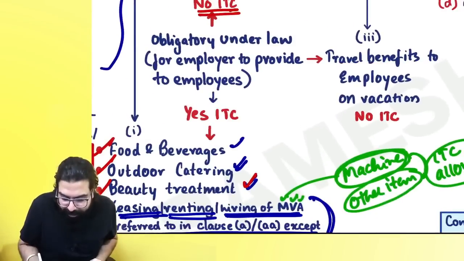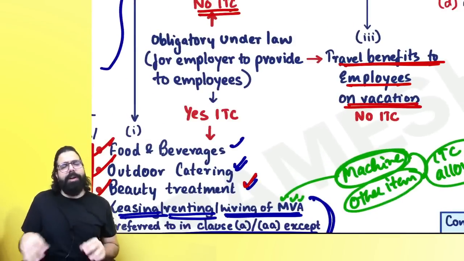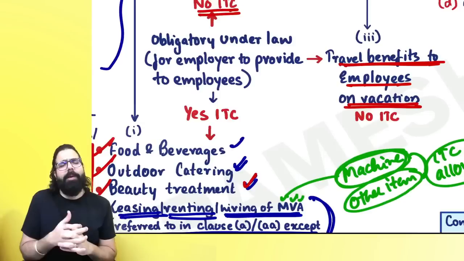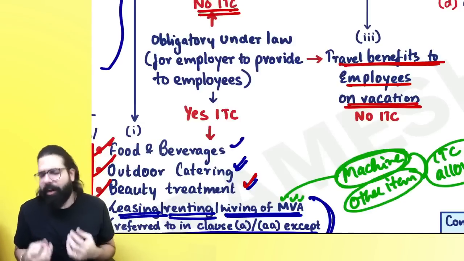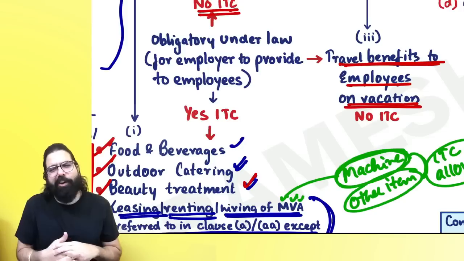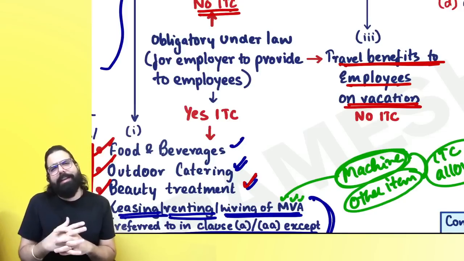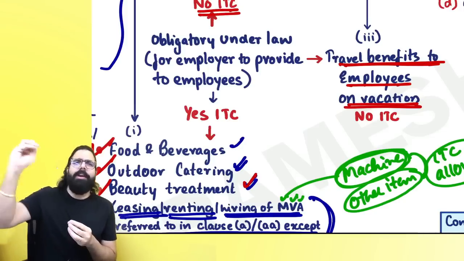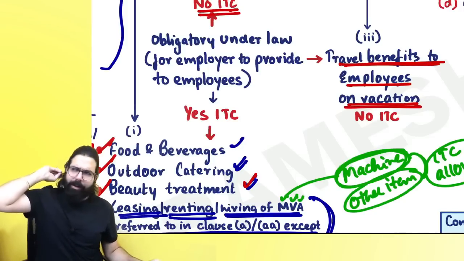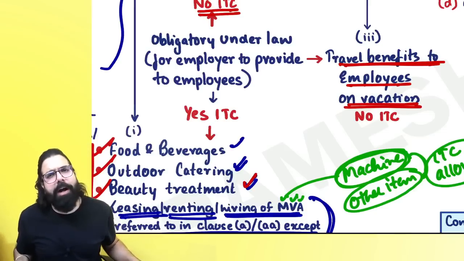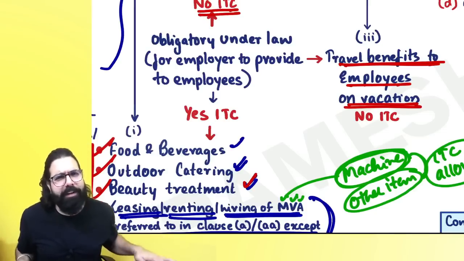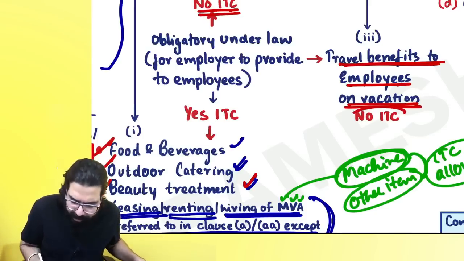Now, travel benefits to employees on vacation. Everyone over here, the government is saying, you told your employees, wow, you have done an amazing job. I will send all of you for a trip to supposedly anywhere. Okay. Now all the expenses of the trip, whatever GST is charged, you will not be able to take the credit.